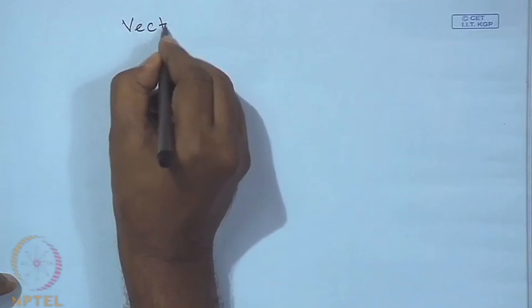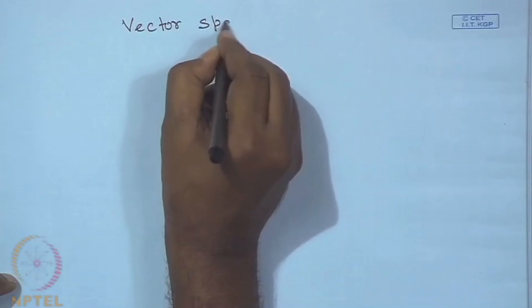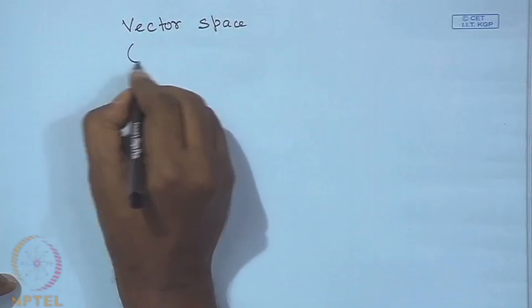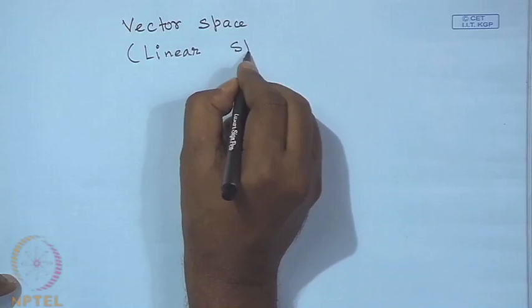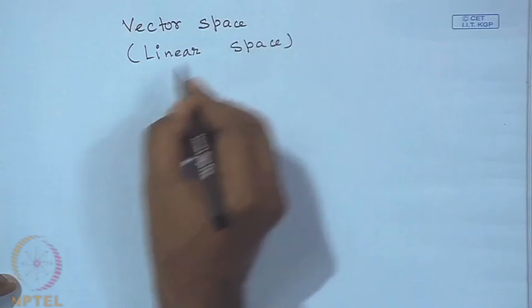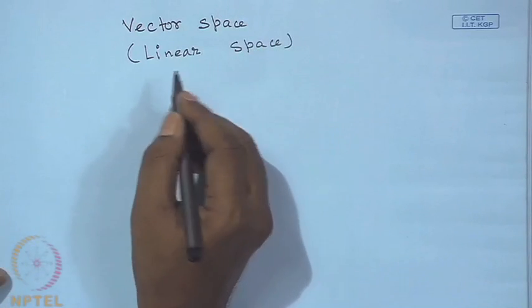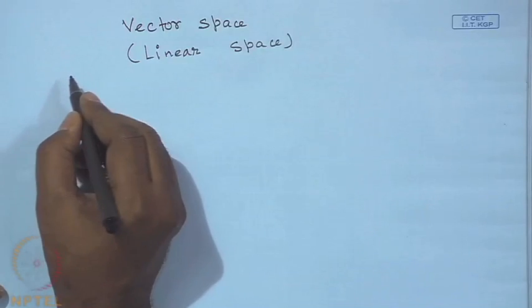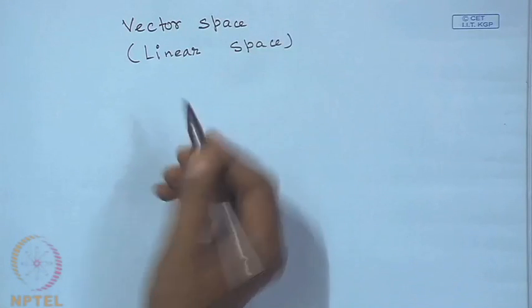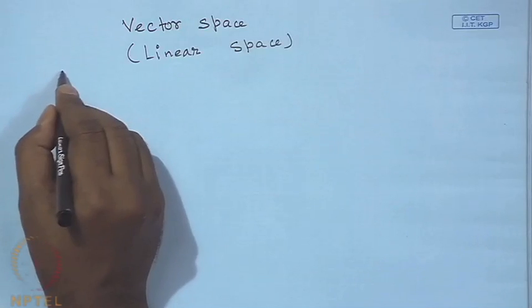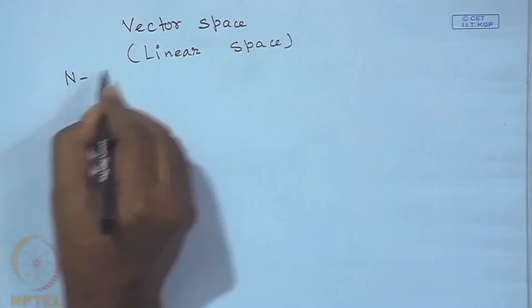So, we will start with the vector spaces. This is also known as a linear space. Earlier, we learned about the 2-dimensional vector space, 3-dimensional vector space. In this case, we will be talking about n-dimensional vector space.